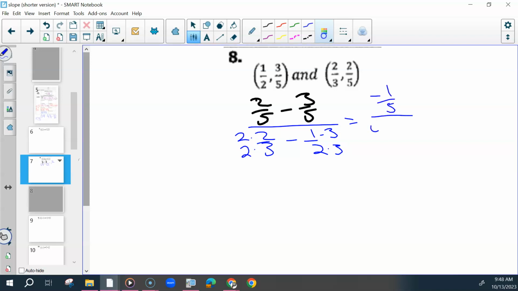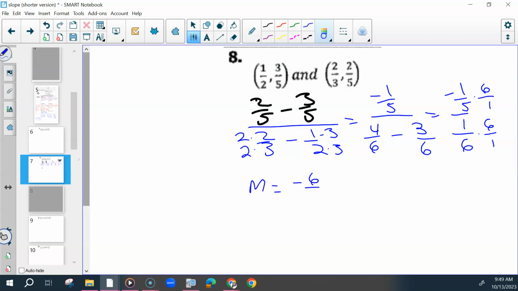So that we have negative 1/5 over 4/6 minus 3/6. Negative 1/5 over 1/6 would be your fraction. And then whether you did that part in the calculator or by hand, you would take it and flip it. So that your final fraction would be negative 6 over 5. Questions on that one?